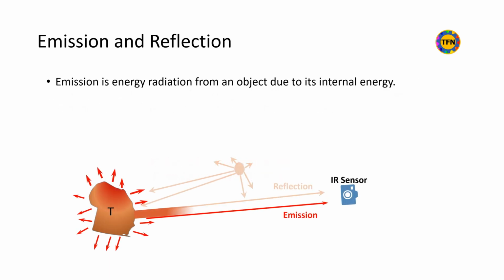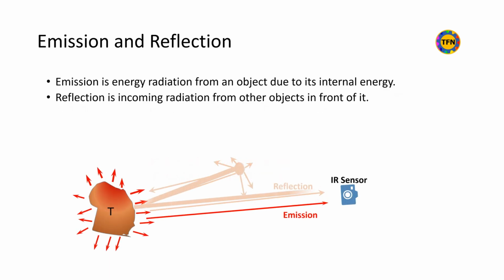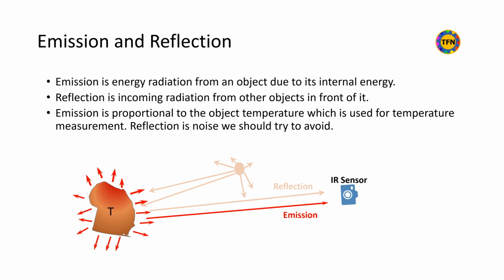The source of emission is the internal energy of an object, while the source of reflection is other objects in front of it. Emission is proportional to the object temperature, though not linearly, and reflection has no relation with the temperature of the reflecting object. But reflected radiation mixes with emitted radiation, making the combined radiation intensity emitted from an object no more proportional to its temperature. Therefore, we should try to avoid reflection.